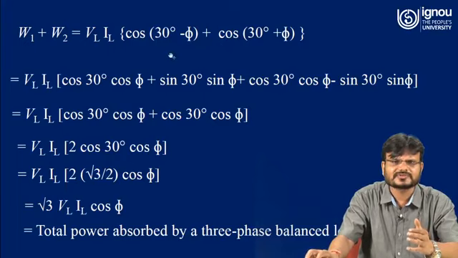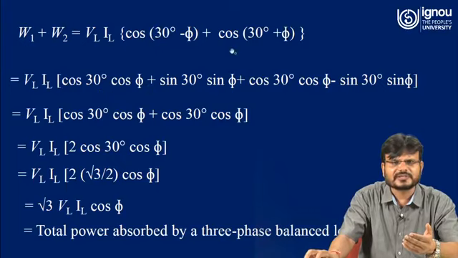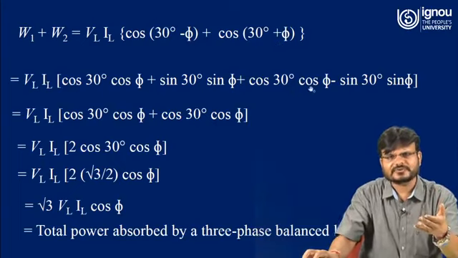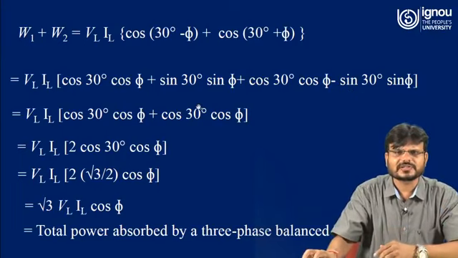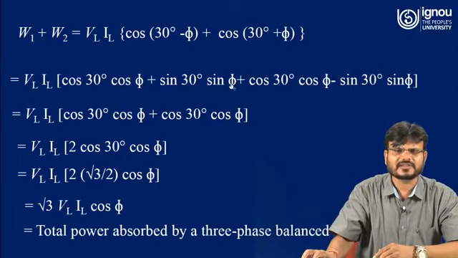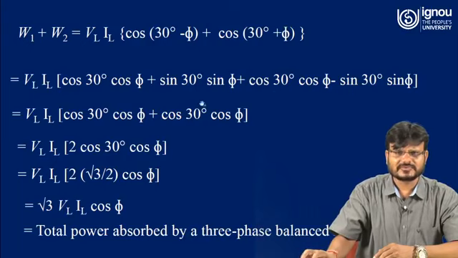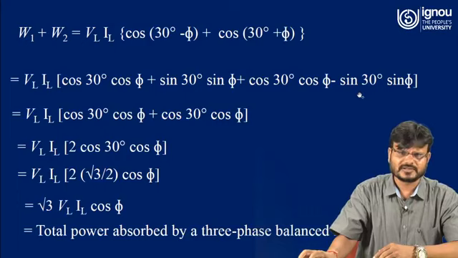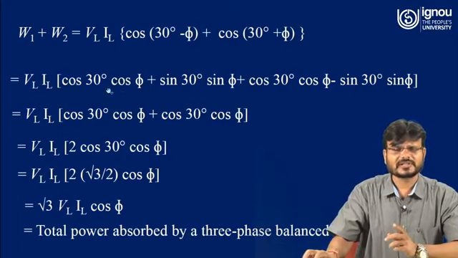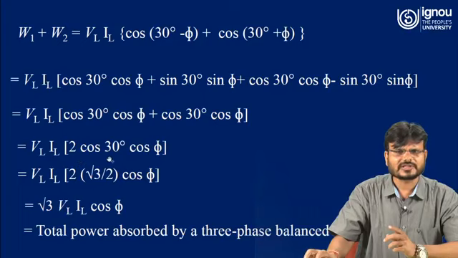Now just open this formula. So cos(A minus B) is equal to what? cos A cos B plus sin A sin B. So this can be written as cos 30 cos phi plus sin 30 sin phi. Similarly, this cos(30 plus phi) can be written as cos 30 cos phi minus sin 30 sin phi. So here you can see that the term sin 30 sin phi can be cancelled by the other term. That means the second term can be cancelled by the fourth term. Now this is cos 30 cos phi, and here also a cos 30 cos phi. So here you can write VL IL 2 cos 30 cos phi.